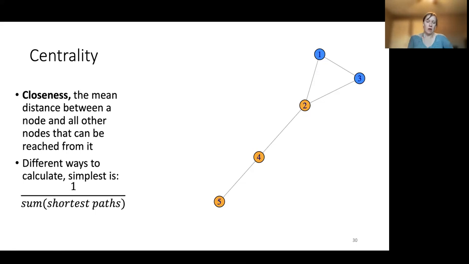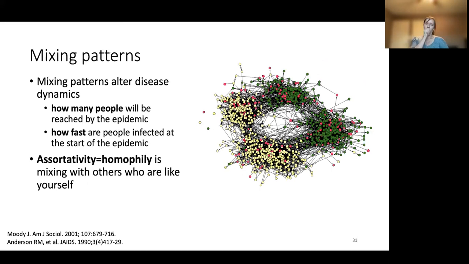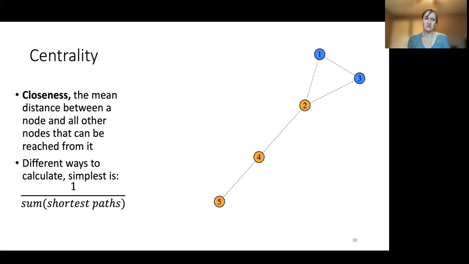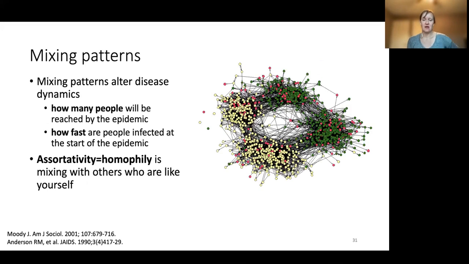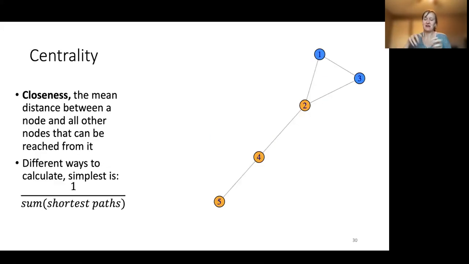You can also look at closeness, which is the mean distance between a node and all other nodes that can be reached from it. There are different ways to calculate it, but the simplest is to do one over the sum of the shortest paths. And with all of these measures, there are lots of great software packages that you can use to calculate them for you, because they get pretty complicated. They're okay to calculate by hand in a five-person network, but obviously get very complicated fast as your network gets bigger.